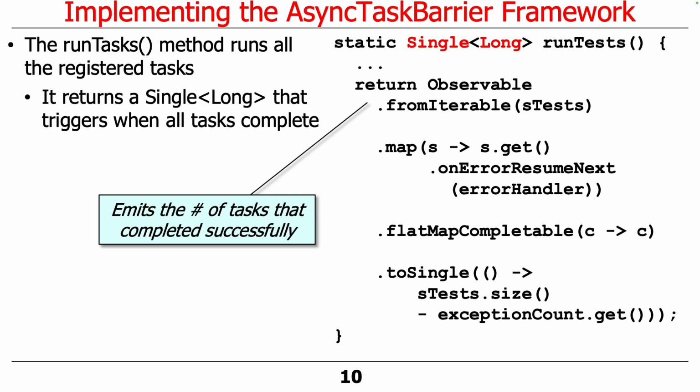So notice that this returns a single to a long, which will emit the number of tasks that completed successfully. What does it mean to complete successfully? It means that there wasn't an exception that was thrown. So let's go ahead and take a look and see how this works.